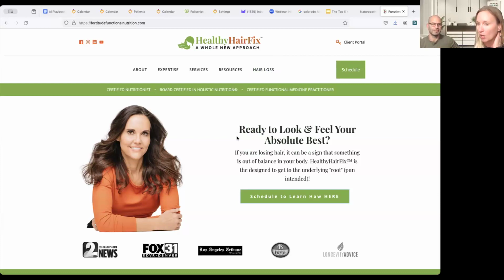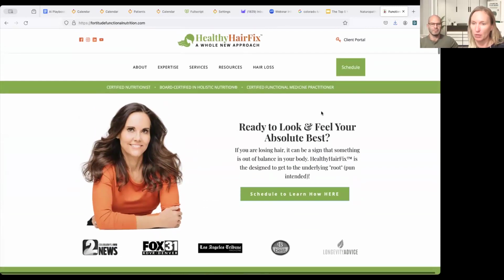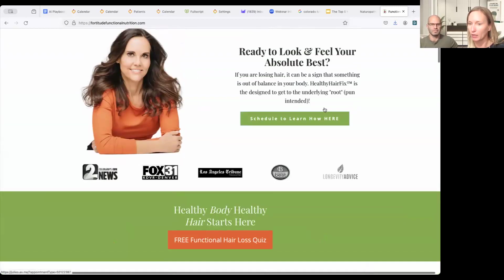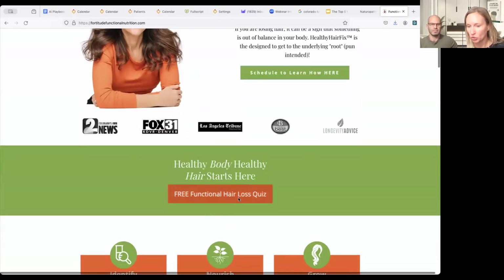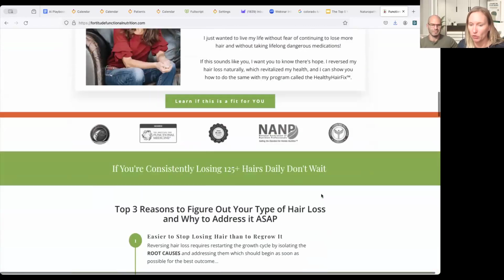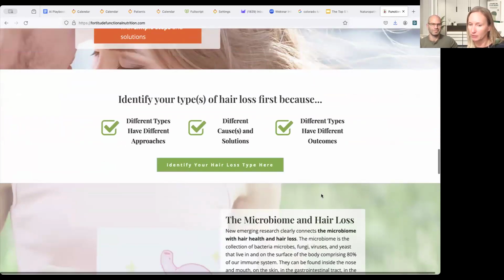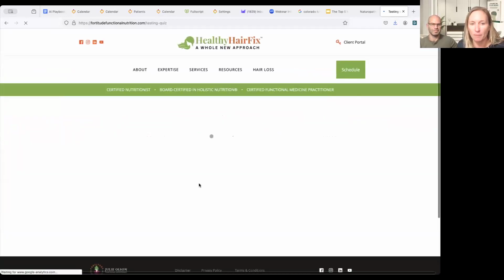So the mistake we're going on to now is mistake number 3, which is, from this standpoint, do people know exactly the first step? And I think you're doing really good on that. It looks like there's 2 different things. One is schedule. Two, you have your hair loss quiz. Learn if it's a fit for you. So I feel very, very sure in looking at this. It's consistent.